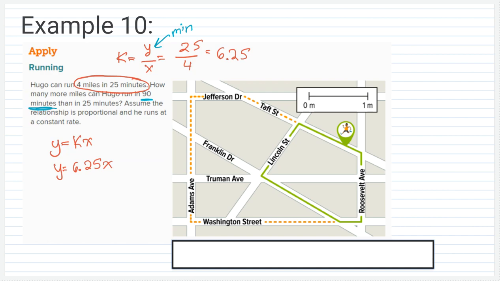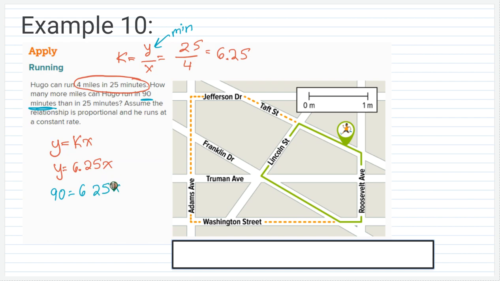But with the way that I set up this problem, I decided to do it so that I wouldn't have to deal with too many small fractions or decimals. And we ended up with 6.25 as our k value. So we're relating the minutes to miles. So this is basically 6 1/4 minutes per mile. So with that being said, 90 minutes is our y value that we're going to plug in. So 90 equals 6.25x.